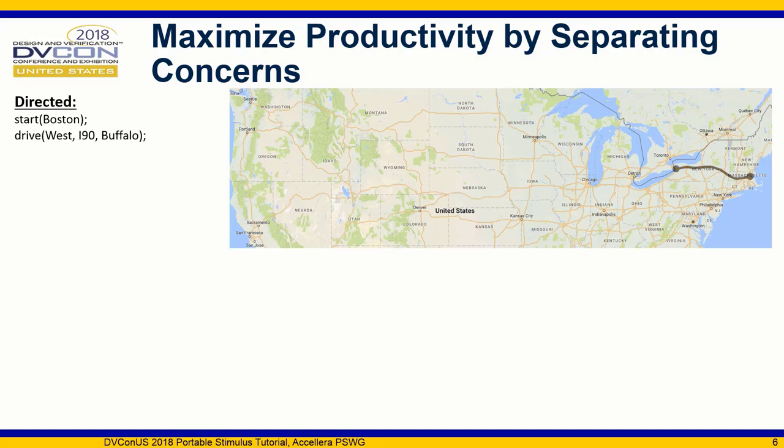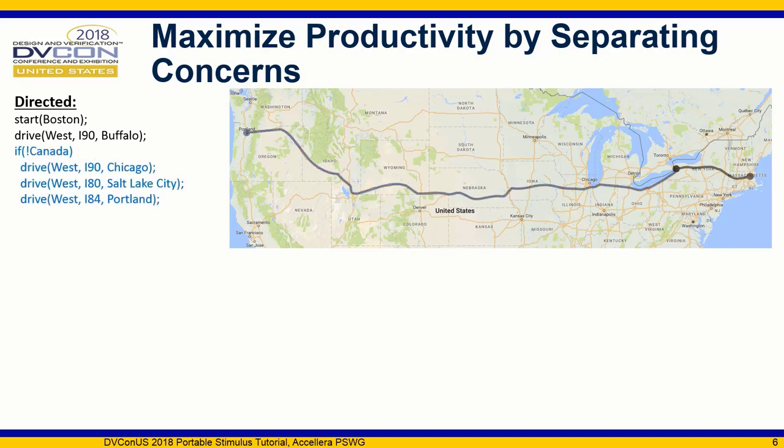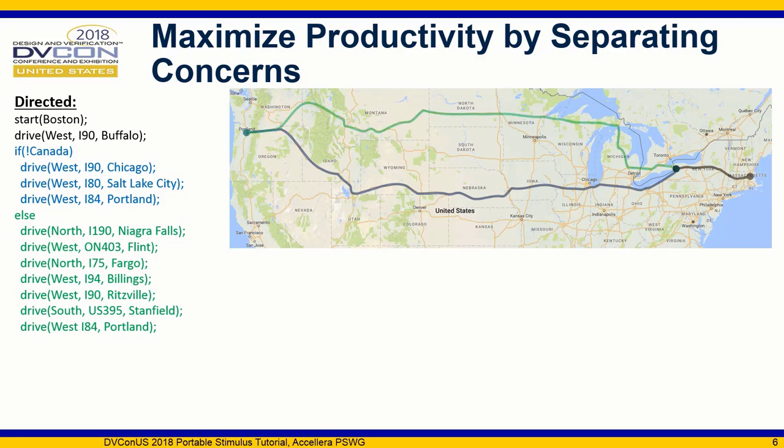So I said, well, okay, from Boston I can go west, and I'm going to get to Buffalo if I take I-90 all the way to the end. And then I have a choice, right? I can either keep going west and stay in the US, going through Chicago, Salt Lake City, and eventually up to Portland. Or I could go north and go through Canada.